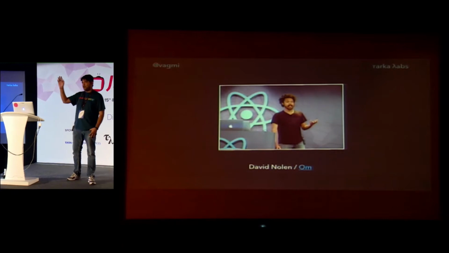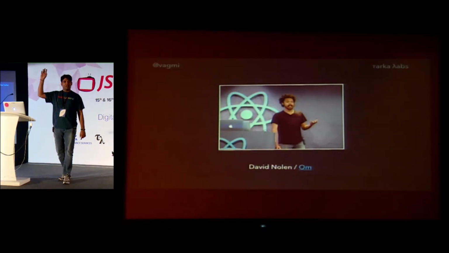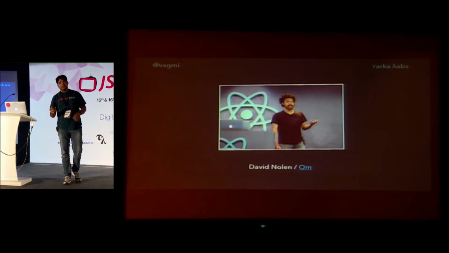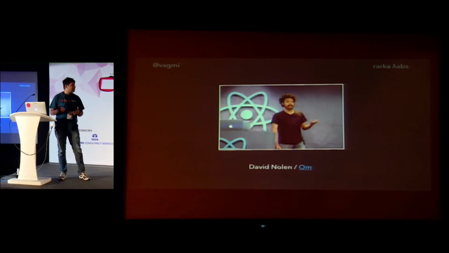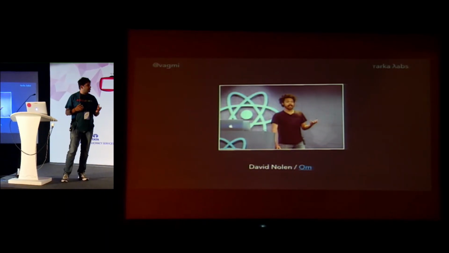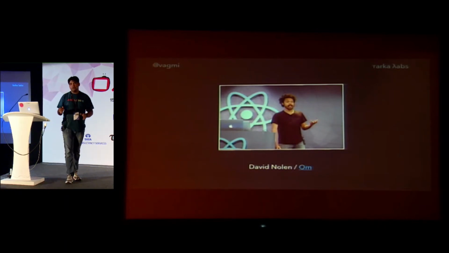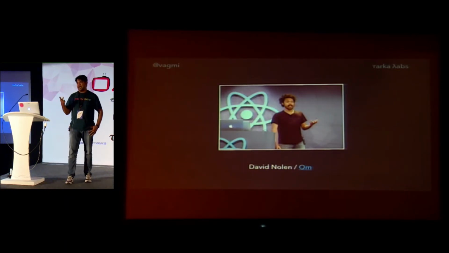So how many of you know about Om here? Okay, few people. Om is built on a language called ClojureScript. It's like a Lisp that compiles down to JavaScript. And the thing about ClojureScript is that it is entirely built on immutable data structures. So your vectors, your maps, they are all immutable.